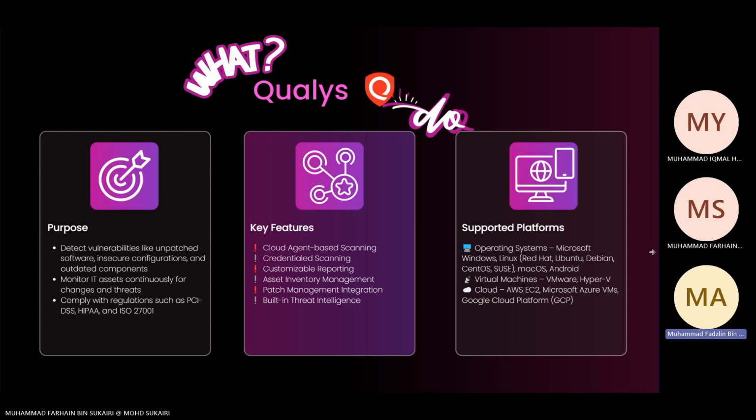So what platforms are supported by the Qualys software? For the operating system, it supports Microsoft Windows, Linux such as Red Hat, Ubuntu, Debian, CentOS, and SUSE, and also macOS, and the newest version, which is Android. For virtual machines, we can use VMware or Hyper-V, and also cloud instances such as AWS EC2, Microsoft Azure Virtual Machine, or Google Cloud Platform. Next.